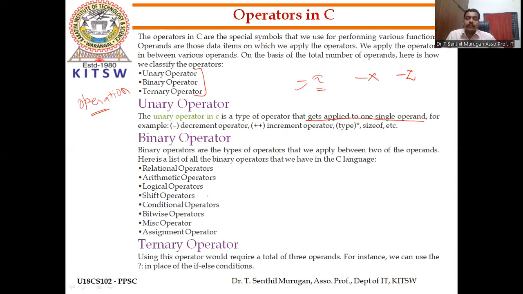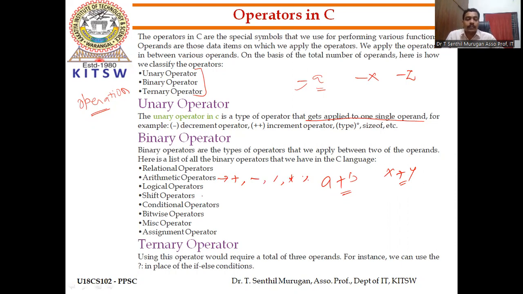Binary operator means operations where two operands will be used: a plus b, x plus y, for the addition operation. These are the arithmetic operators. What are the arithmetic operators? Plus, minus, division, multiplication, modulus.